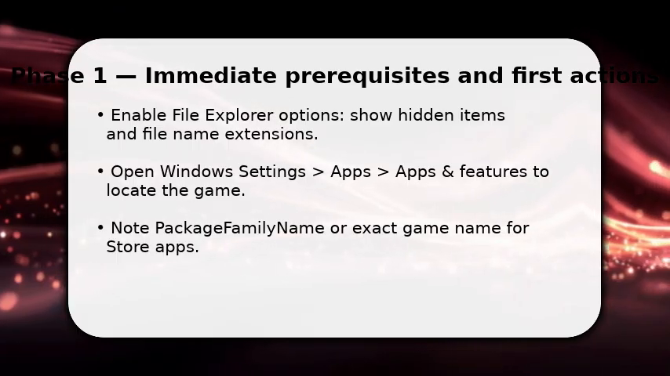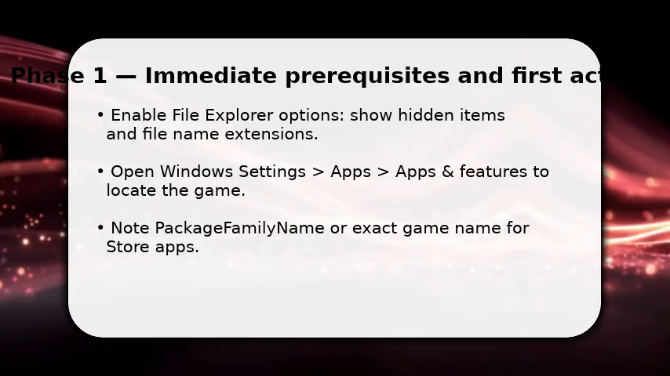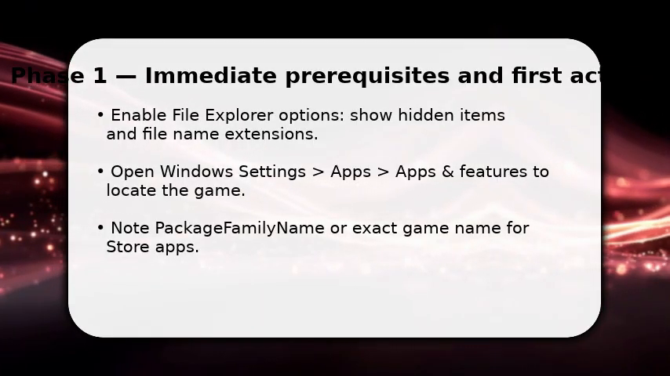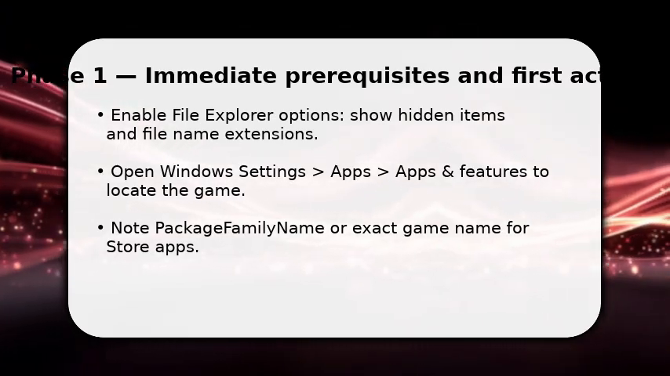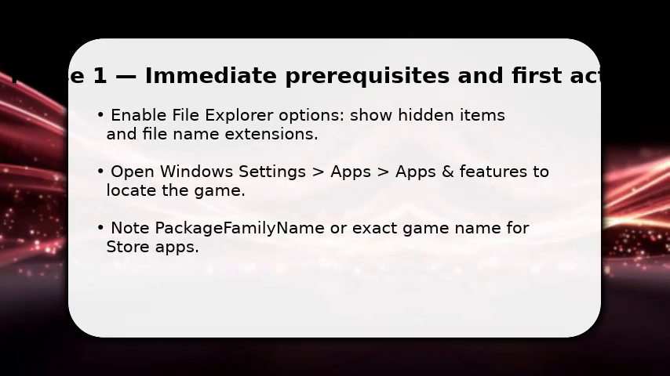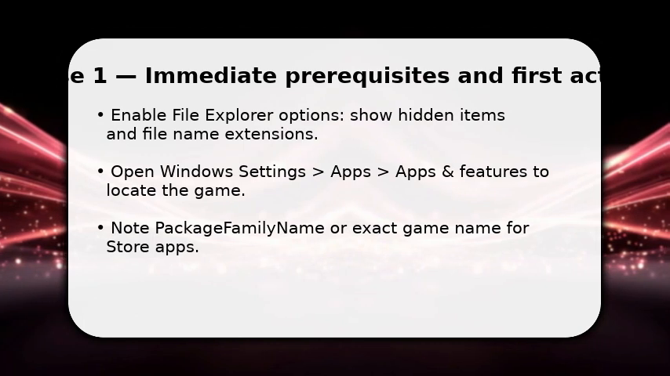Next, open Settings, go to Apps, then Apps and Features, and find the Microsoft Store game. You need the exact game name or package family name to avoid confusion. Once you have that identifier, make sure to copy it or write it down, because you'll use it in commands and to locate the package folder.